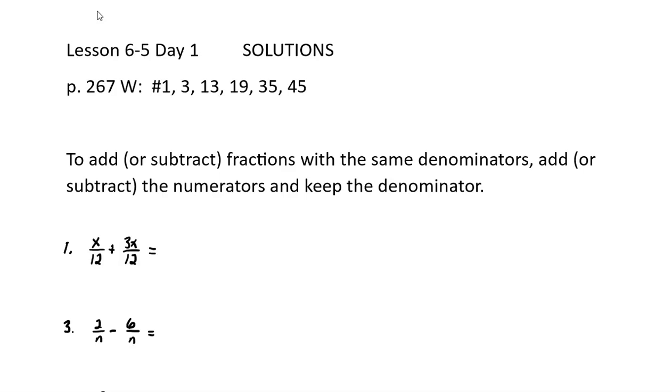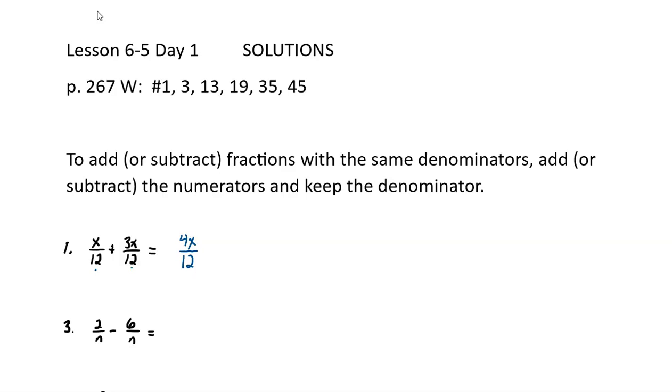Now, question 1. The first fraction is x over 12. The second fraction is 3x over 12. The denominators are the same, both 12. The rule is to add the numerators. 1x plus 3x makes 4x. And keep the denominator, 12.